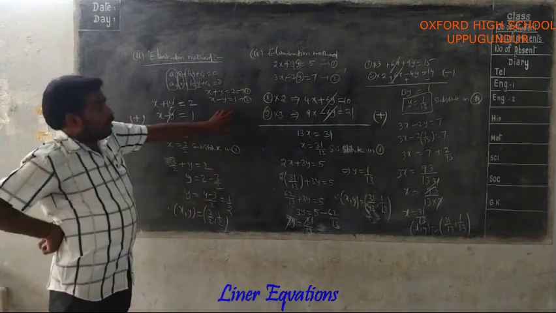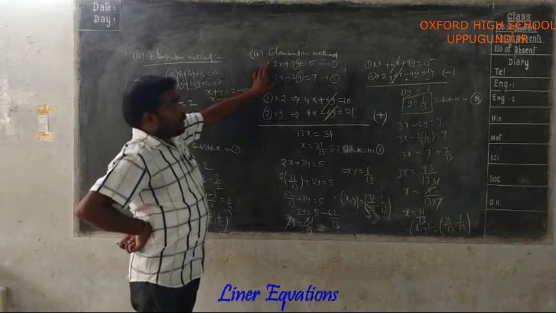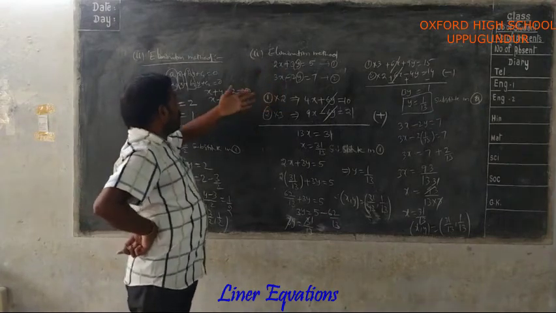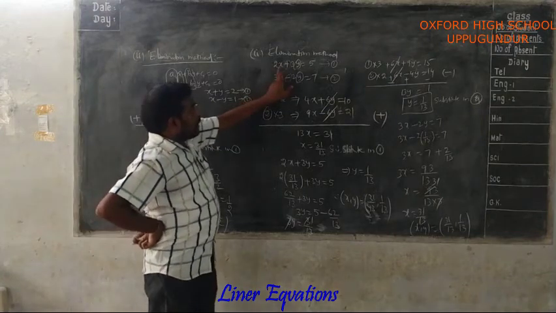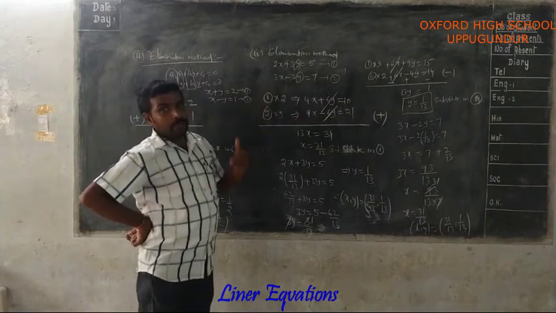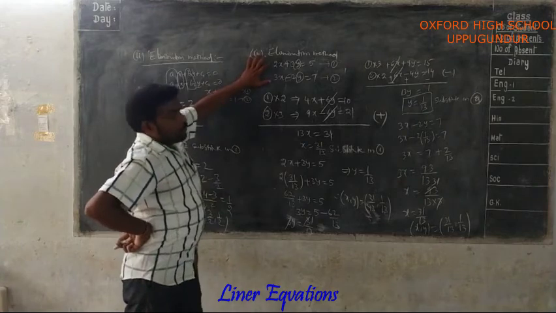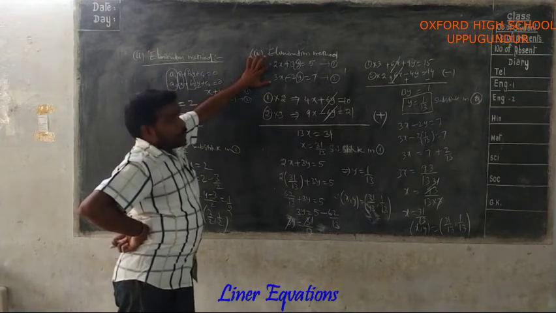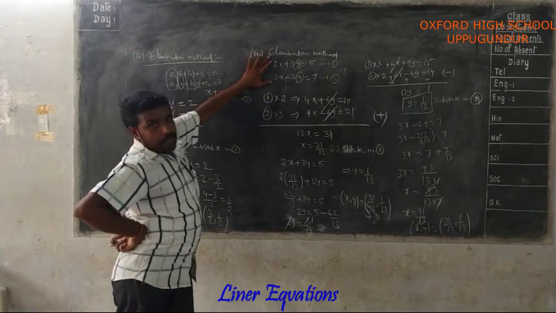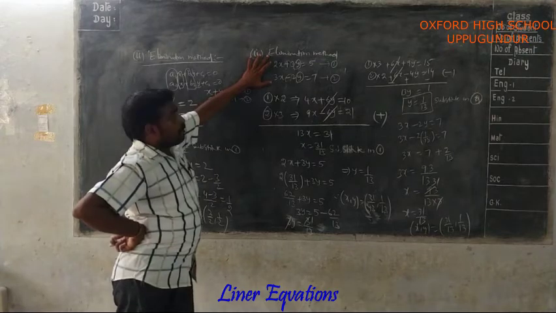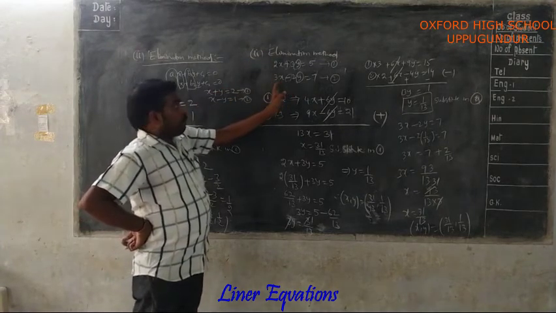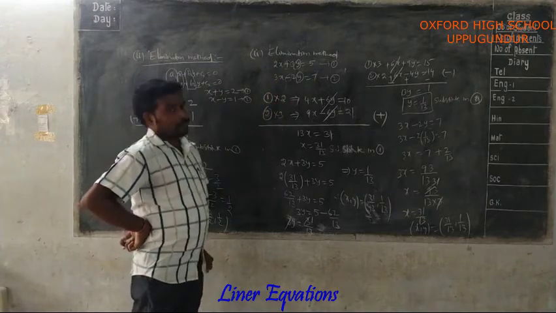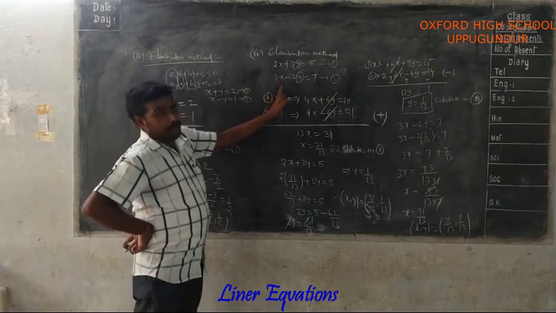Elimination method. How to solve a pair of linear equations by elimination method. So first what you have to do, we have to observe which variable we have to remove. Whenever they give equations to solve by elimination method, first we have to observe which variable you have to remove. That we have to decide first.